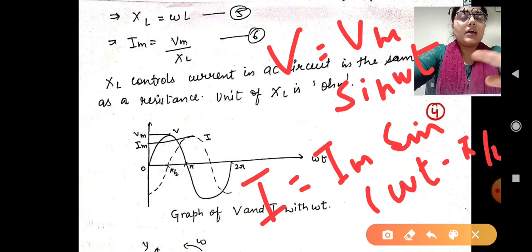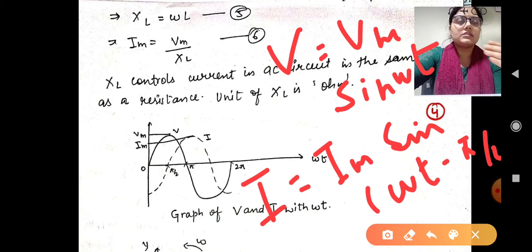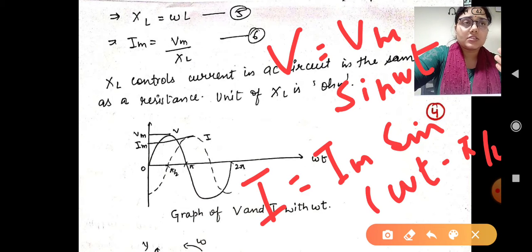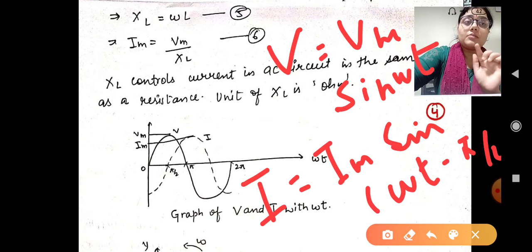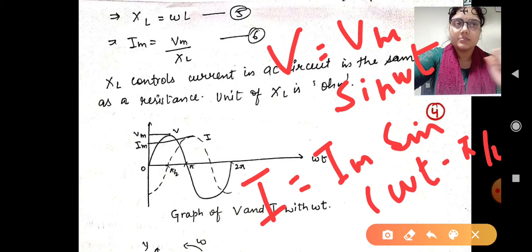If you remember or have revised the resistor case, there V is equal to Vm sin omega t and I is equal to Im sin omega t. There is no kind of phase difference, as we have studied. In the resistor circuit, voltage and current are moving in the same direction.